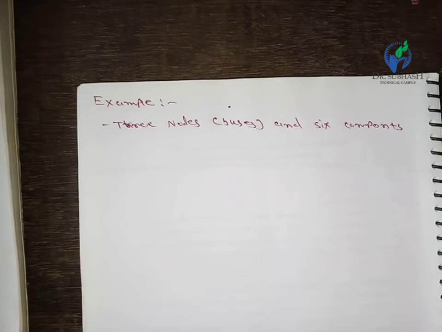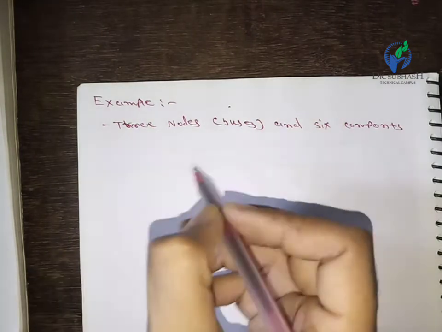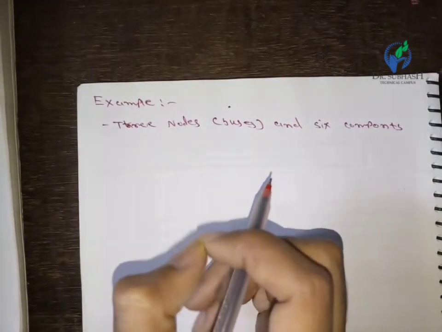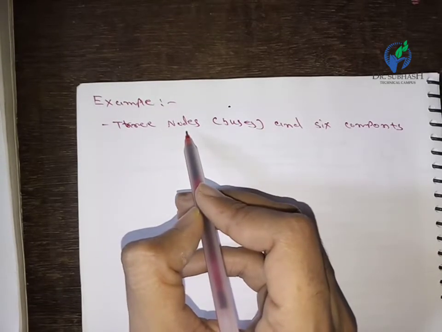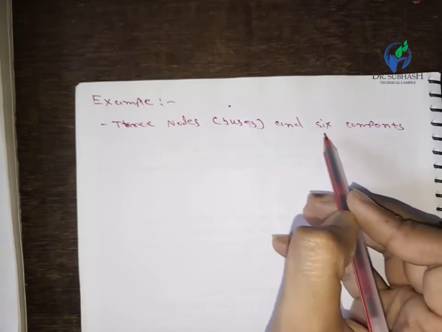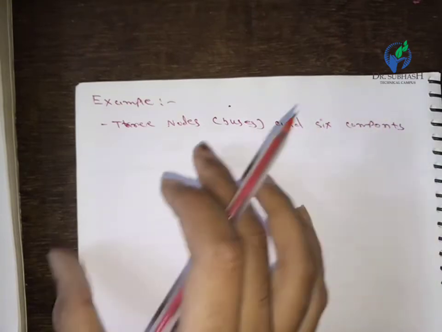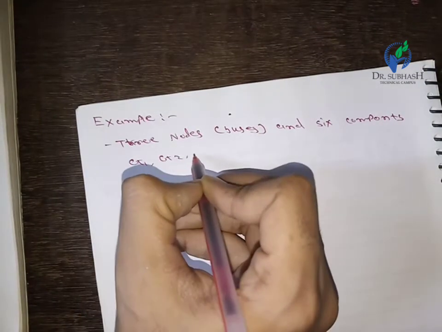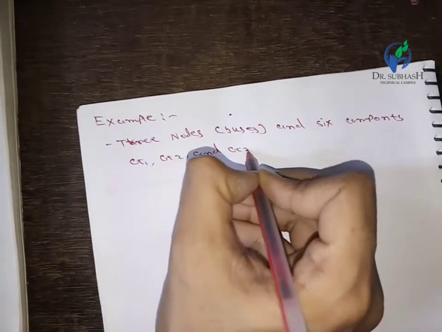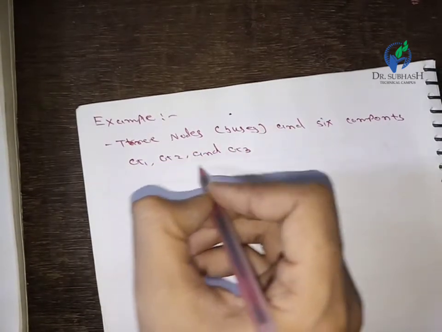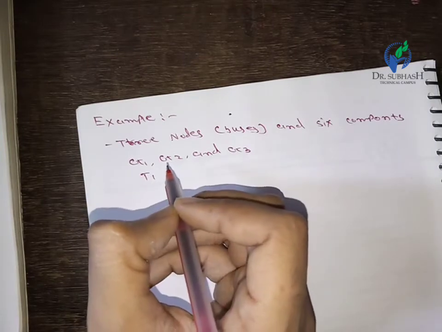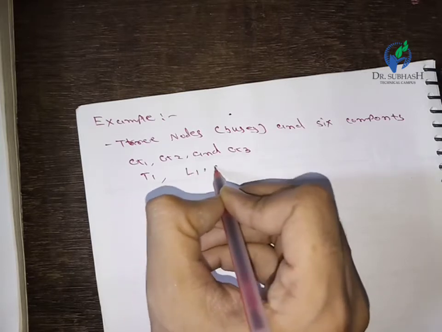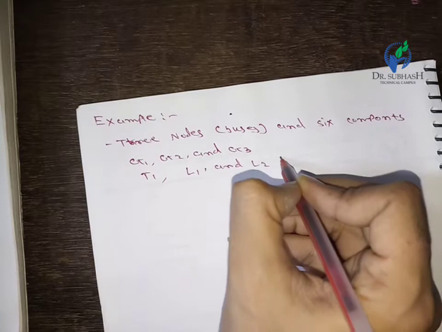Now, we take an example related to graph theory. Consider the power system network. In this system, the power system has 3 nodes, which are called buses, and 6 components, namely the 3 generators G1, G2 and G3, the transformer T1, and the 2 transmission lines L1 and L2.